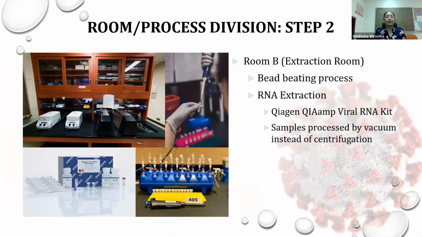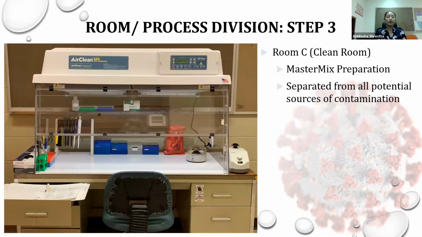The second room is our extraction room. We use the bead beating method and the QIAGEN QIAamp Viral RNA kit to extract the viral RNA from the filters. The third room is the clean room, where we prepare all the master mix. This room is again separated from all potential sources of contamination, and we make sure that no DNA or RNA goes into that room.